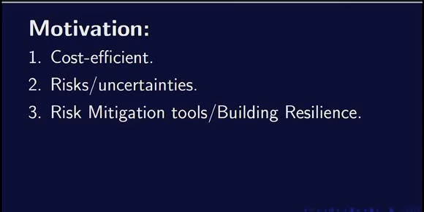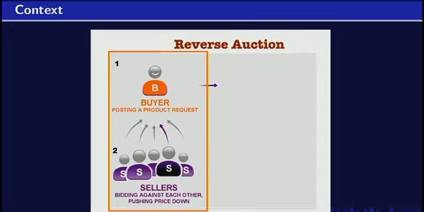And why is it important? Because we build resilience among farmers and communities, because once one's exposed to risk, it's not just an individual problem, it becomes an economic issue. So I'll just get you through the concept of reverse auction. A conservation tender is an example of a reverse auction.